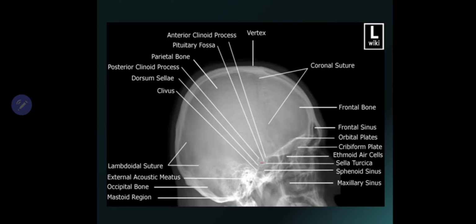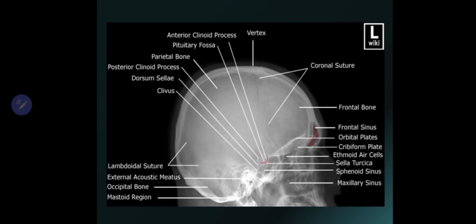The pituitary gland is housed where? It's housed in the sella turcica of the sphenoid bone. And under it you have the sphenoid sinus. This is the sella turcica. This is the sphenoid bone. Anterior clinoid process, the posterior clinoid process.